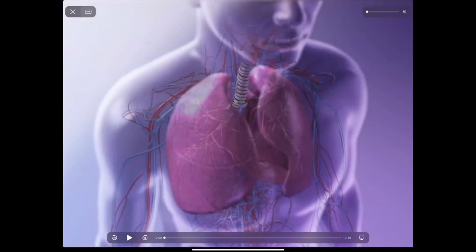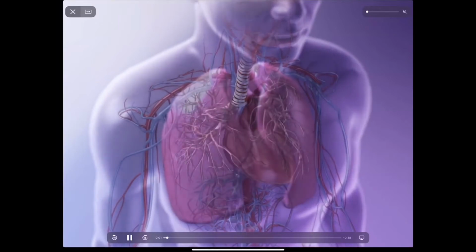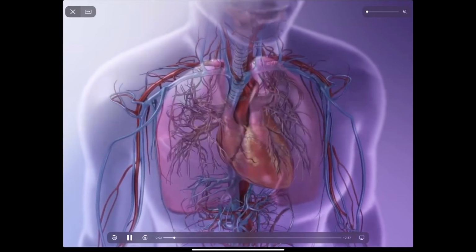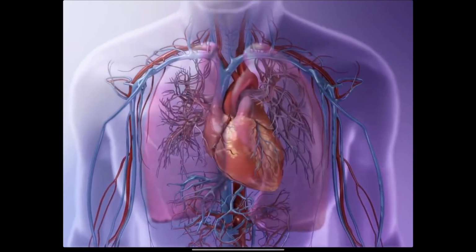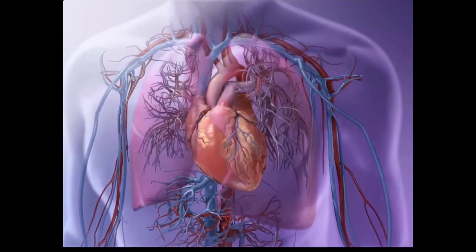So we'll just do a quick recap of the blood vessels and the circulatory system, and I want you to answer a few questions for me on Teams. I'll pause the video when I want you to type back a question on Teams. So here we have the circulatory system that's being represented, and you see the heart beating and you see the lungs on the other side.